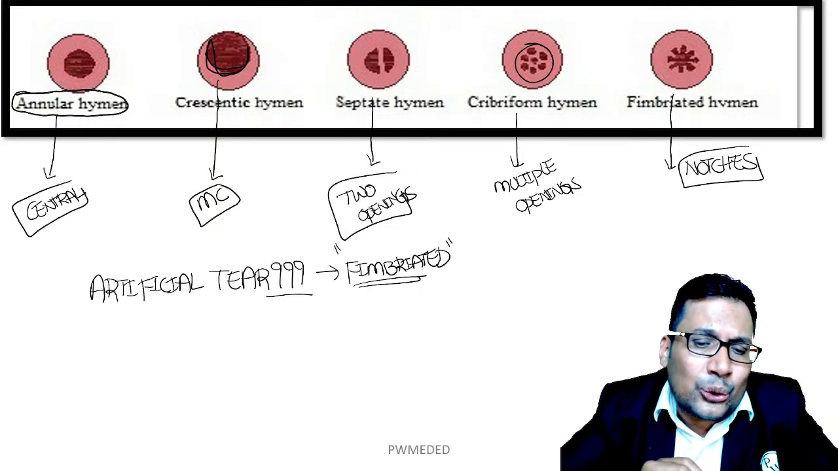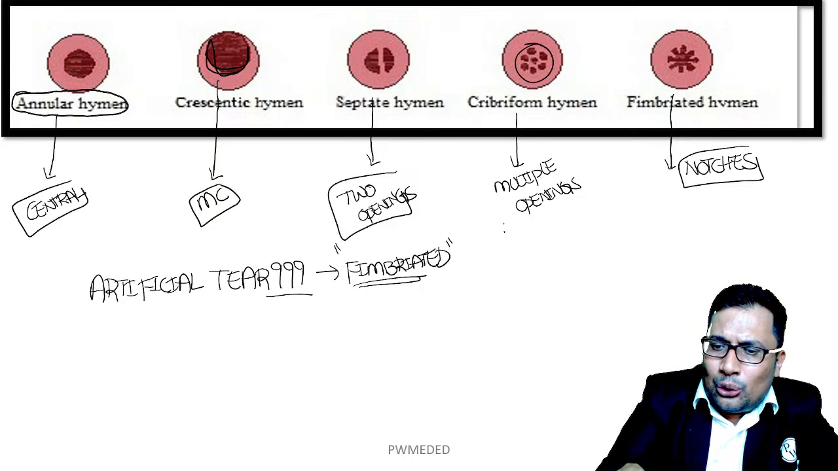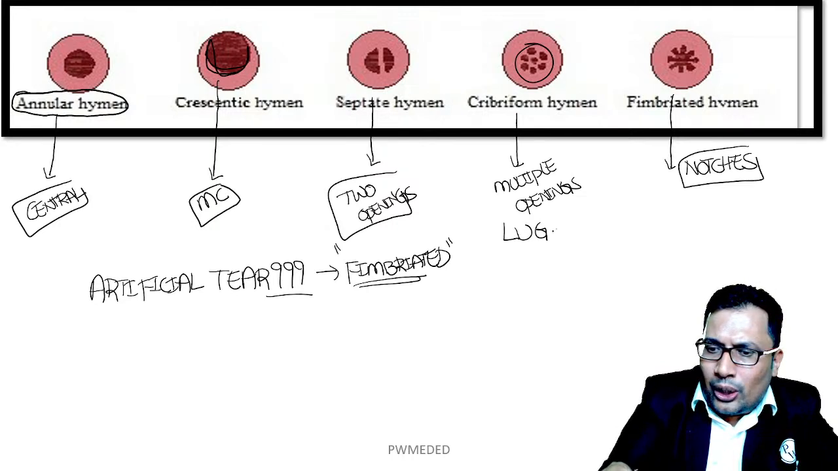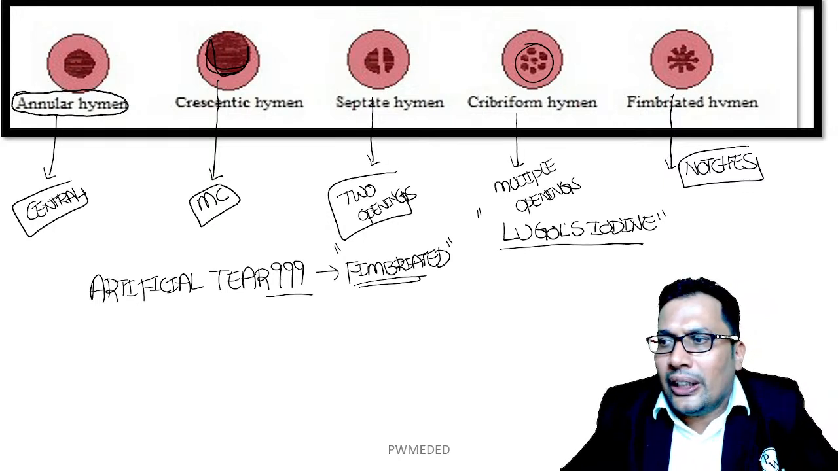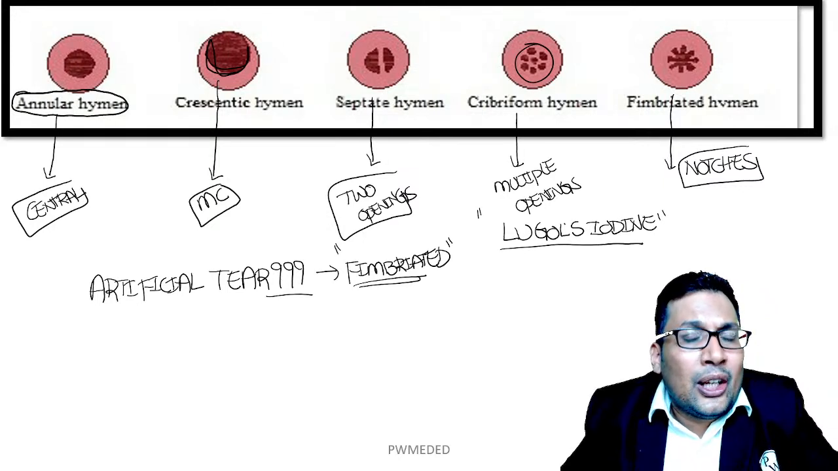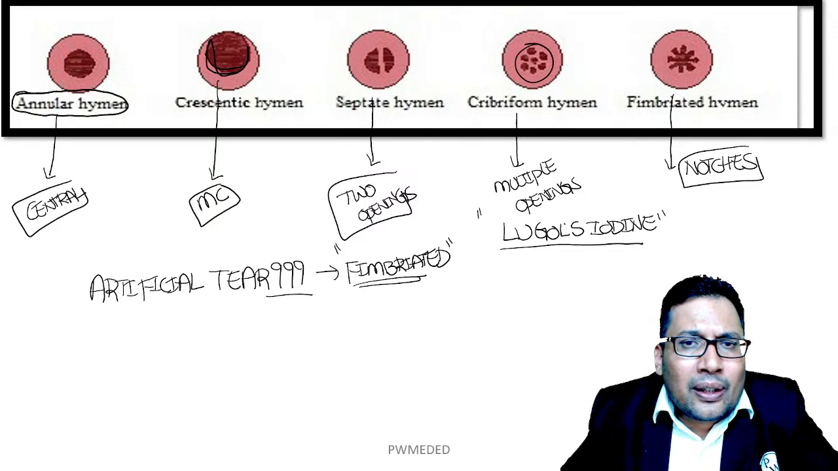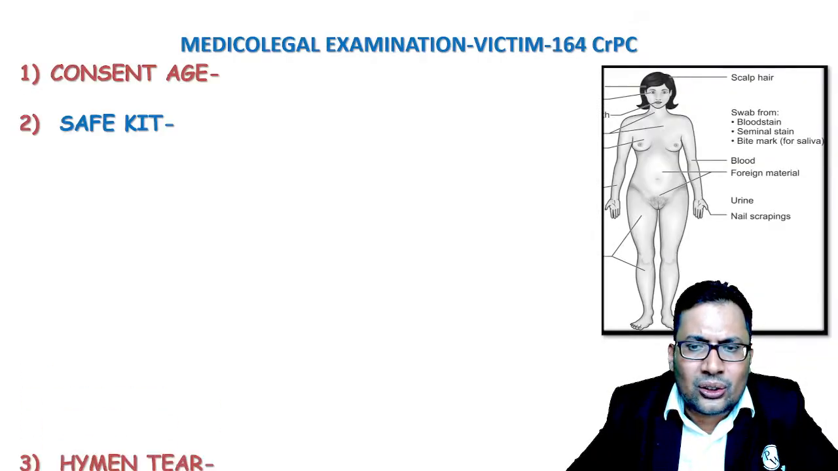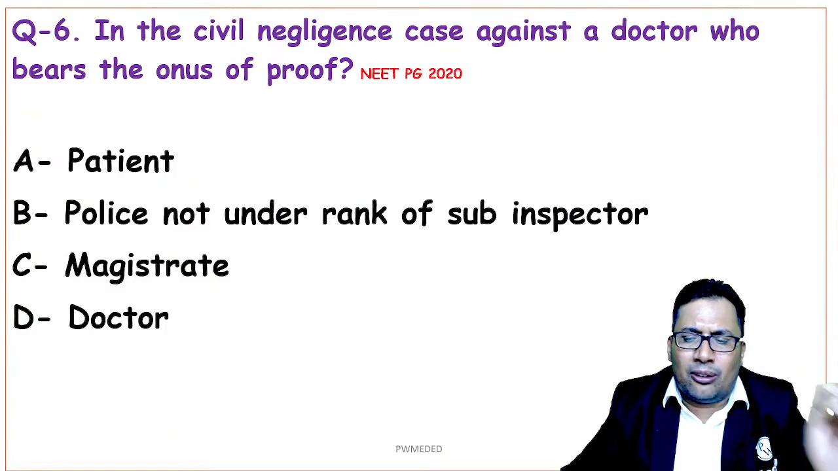And for the micro injuries of the hymen we use Lugol's iodine. One more point here, Lugol's iodine is also a question asked in the exam. Lugol's iodine is the test for the micro injuries present over the hymen. So that's about question number 5.